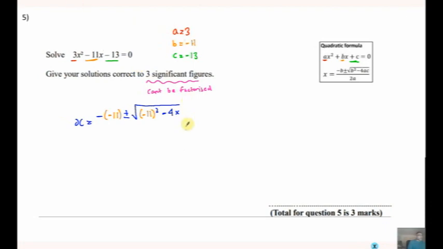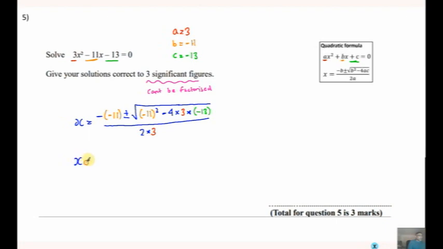There'll be 4 times A, which is 3. And that's going to be multiplied by C, which is minus 13. And again, I don't actually need to wrap this one in brackets, but it's a good habit to be in. Anytime you put a negative on your calculator, you wrap it in brackets. So let's just neaten that up. That's all over, divided by 2a. So it's 2 times a, which was 3.